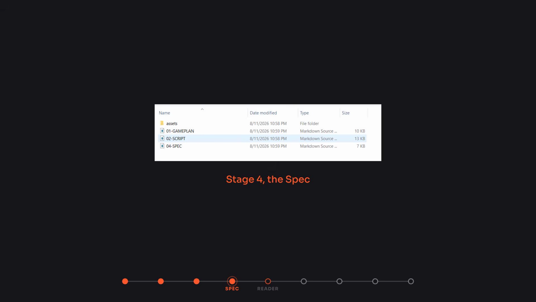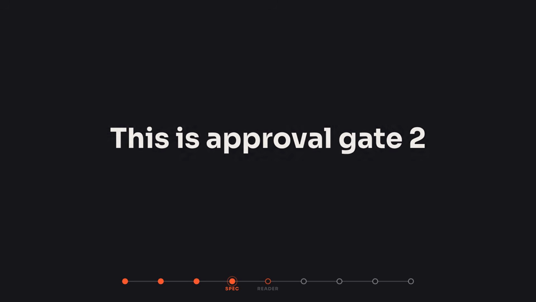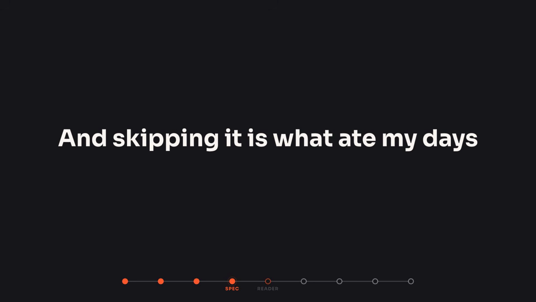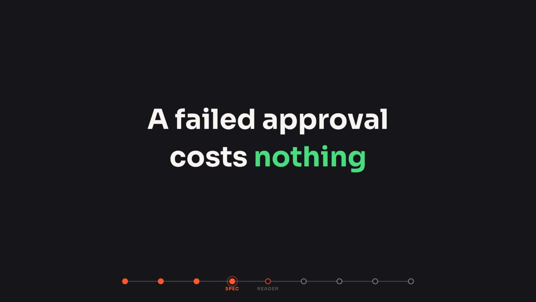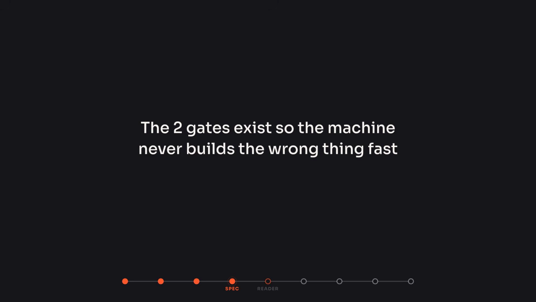Stage 4, the spec. What's on screen for every single line? This is approval gate 2. This is the stage I used to skip, and skipping it is what ate my days. A failed approval cost nothing. A failed render costs the whole afternoon. The two gates exist so the machine never builds the wrong thing fast.